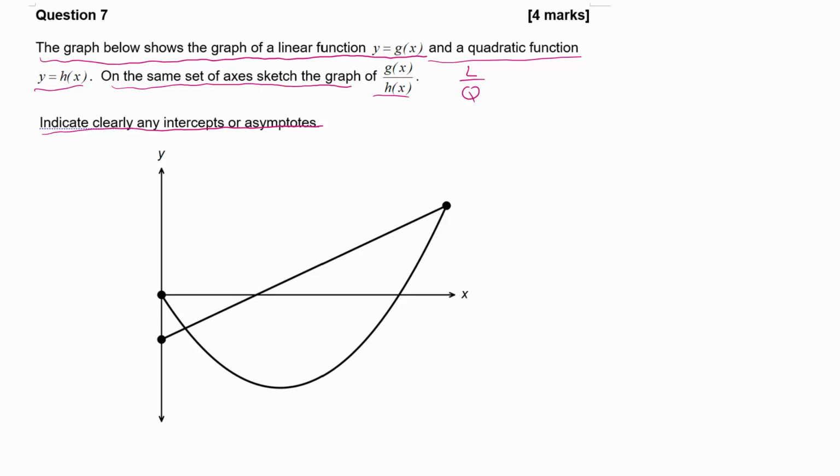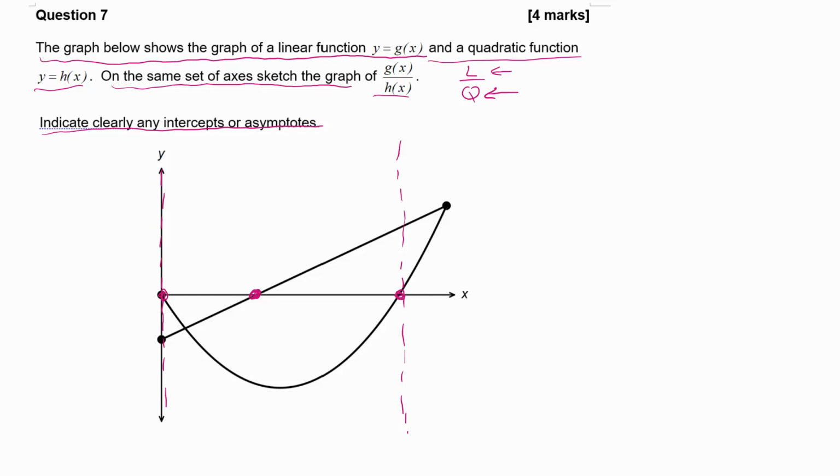So, there's going to be a root here because that's when the linear function is 0. The quadratic is 0 here and here, and so the y-axis and this coordinate here, those are going to be asymptotes.